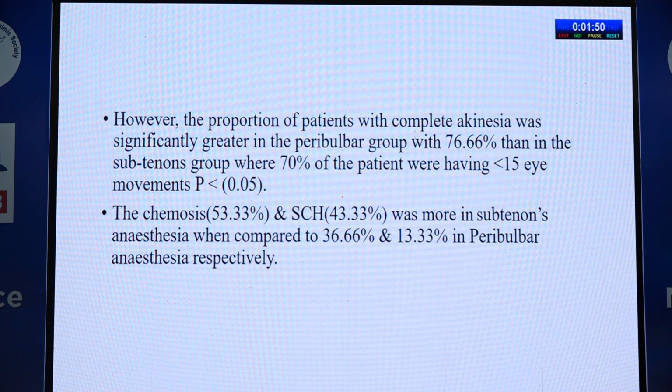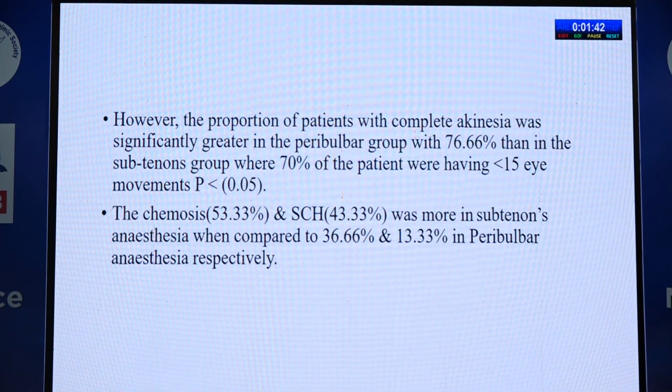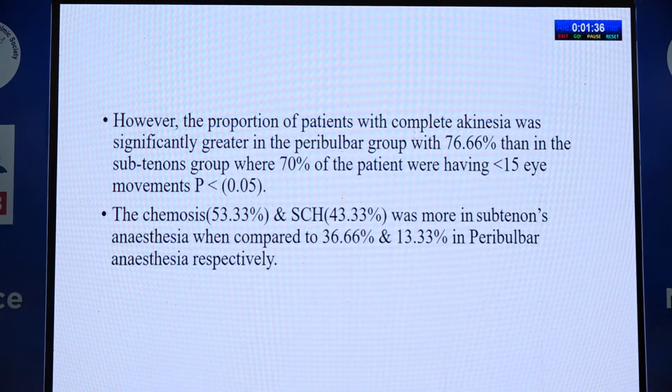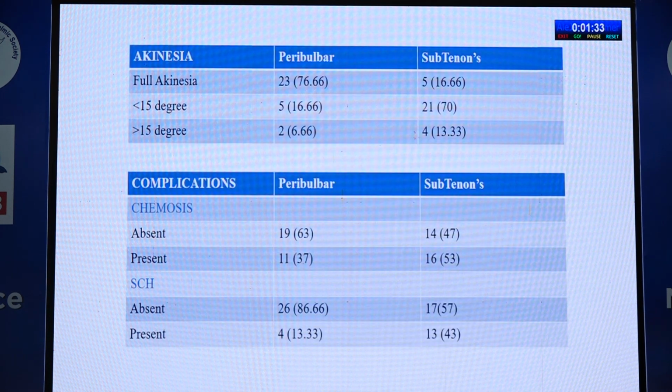However, the proportion of patients with complete akinesia was significantly greater in the peribulbar group, with 76%, than in the sub-Tenon's group, where 70% of the patients had less than 15 degree eye movements. The chemosis and subconjunctival hemorrhage were more in sub-Tenon's anesthesia when compared to peribulbar. These were the results. Chemosis was present in 37% in peribulbar and 53% in sub-Tenon's, and subconjunctival hemorrhage was 13% in peribulbar and 43% in sub-Tenon's. And for akinesia, peribulbar showed full akinesia in 77%, and sub-Tenon's had less than 15 degree movement in around 70%.